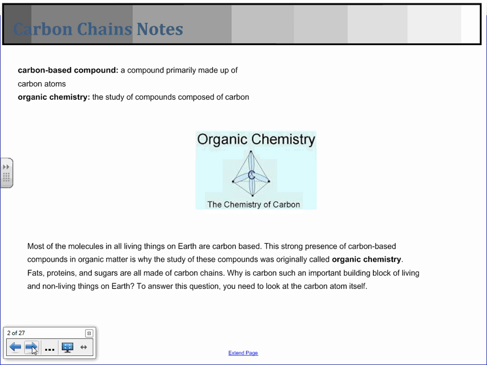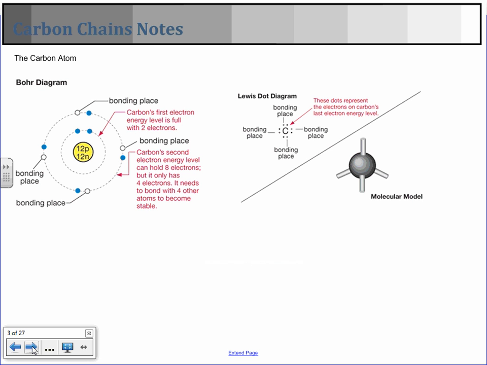So why is carbon such an important building block of living things and non-living things on Earth? Well, to answer this question, you need to look at the carbon atom itself. When looking here at the Bohr model, we can see that it's got 4 bonding places. Carbon's first energy level is full. Its second energy level can hold 8 electrons, but it only has 4 electrons. So it needs to bond with 4 other atoms to become stable.